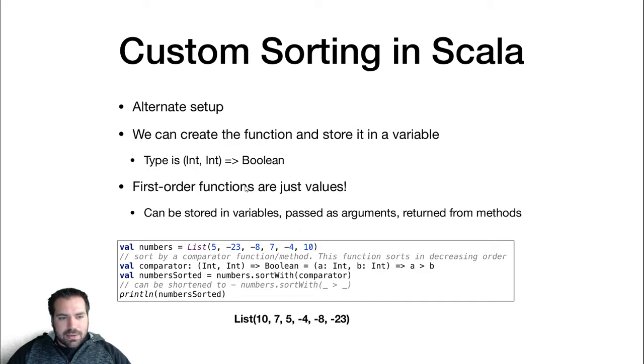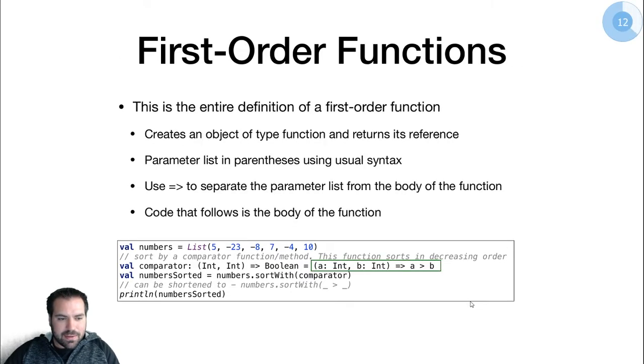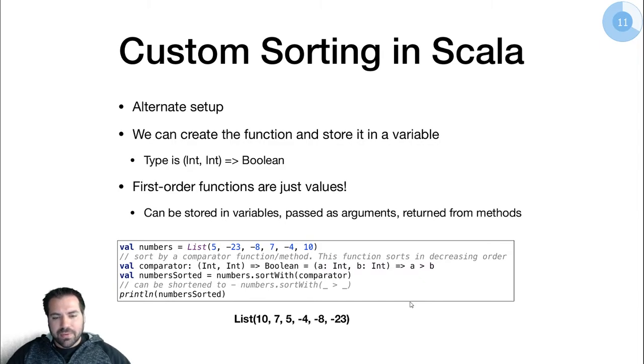Oops, I did get ahead of my slide. I said all this stuff, but no, I didn't. And we can also store these functions in variables. So I mentioned we can do that, but how? Once we have this function that we created, I'm just rewriting this to be able to store this function in a variable and then give it to the sort with method.